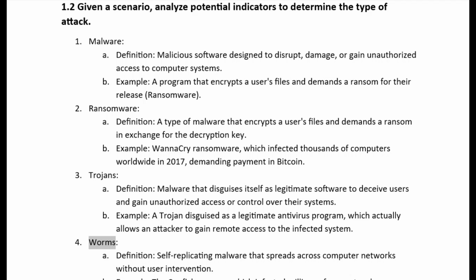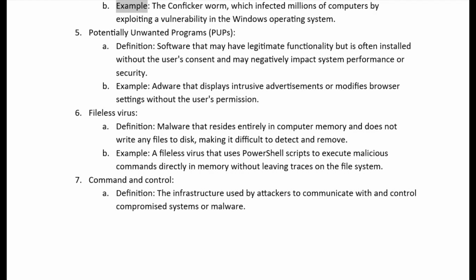Worms. Definition: self-replicating malware that spreads across computer networks without user intervention. Example: the Conficker worm, which infected millions of computers by exploiting a vulnerability in the Windows operating system.